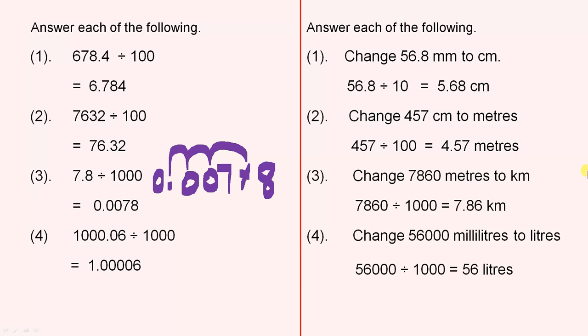So this video has shown us how to divide decimals by powers of 10, and depending on the number that you're dividing by, whether it's 10 or 100 or 1,000, etc., that tells you how many places you move the decimal point to the left.